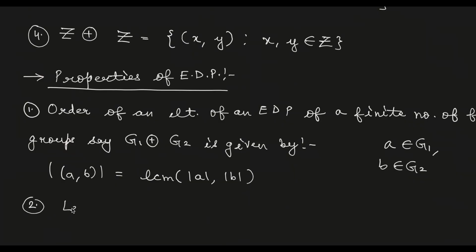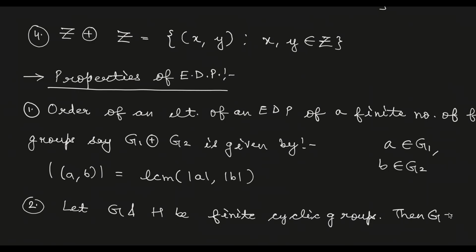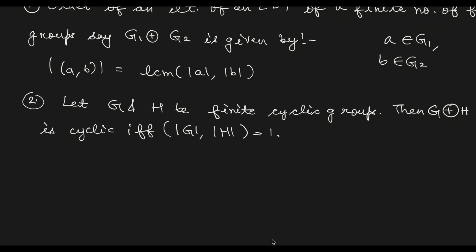Second, let G and H be finite cyclic groups. Then G direct sum H is cyclic if and only if the order of G and the order of H are relatively prime. Caution: property 2.